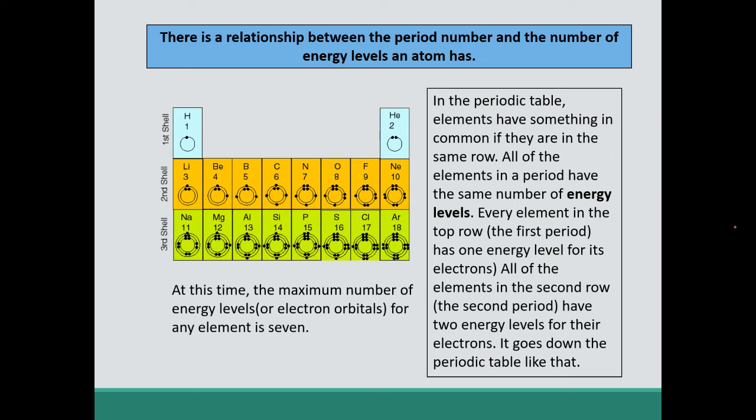In the periodic table, elements have something in common if they are in the same row. All the elements in a period or a row have the same number of energy levels. Every element in the top row, like hydrogen and helium, has 1 energy level. All the elements in the second row have 2 energy levels, because the first row filled up the first energy level, so we need to add another until we get to neon. Then the second energy level is full, so we go to the third shell, and so on.